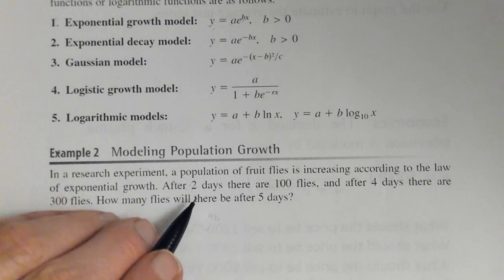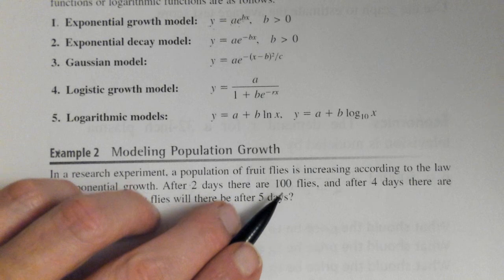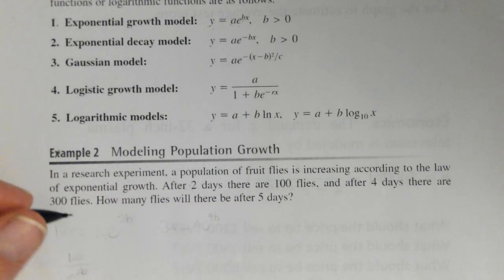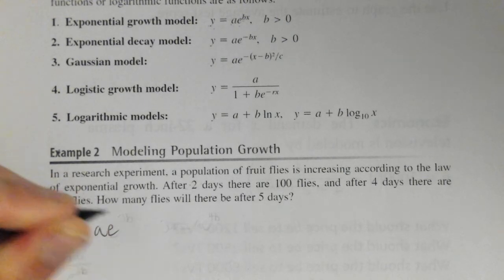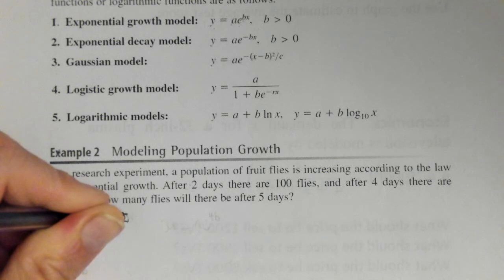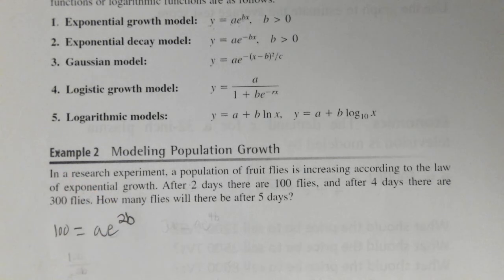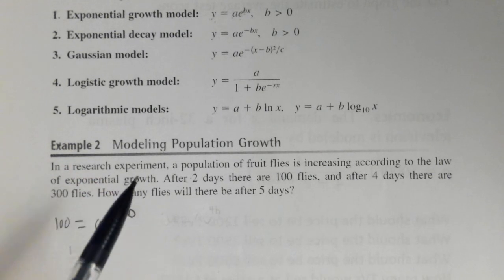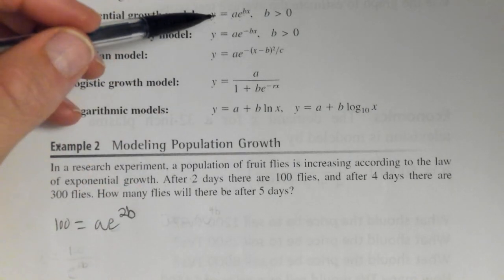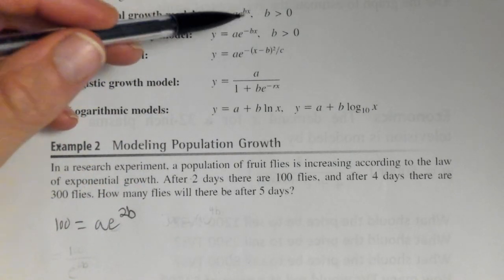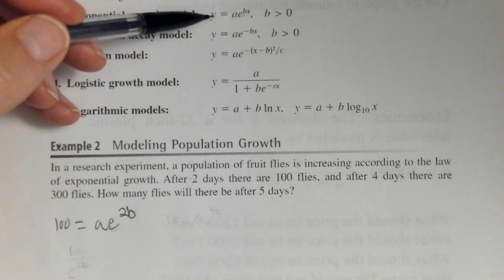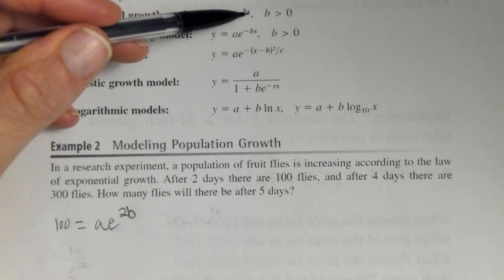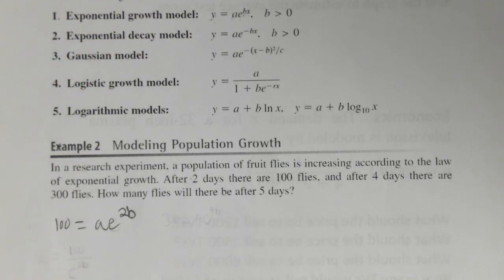Okay, so let's use the first one first. After 2 days, there will be 100 flies. All right, so remember, the number of flies is y, so it's going to be 100 equals a e to the 2b power. All right, because after 2 days, there's going to be 100 flies. So 2 goes in for x, and 100 goes in for y. And then b times 2, of course, is 2b. So that's where that comes from.